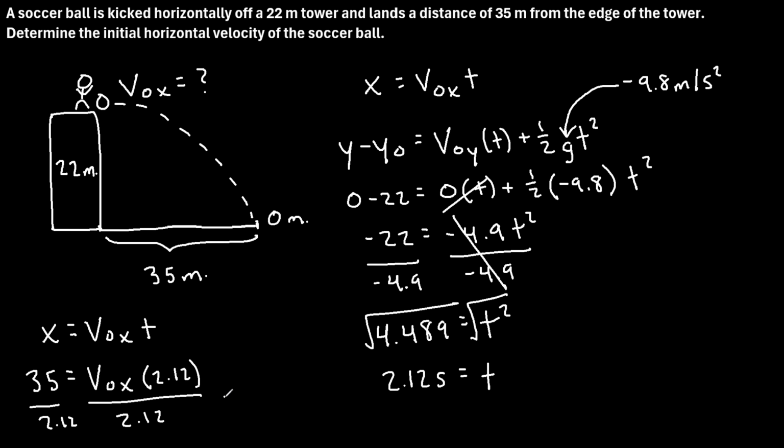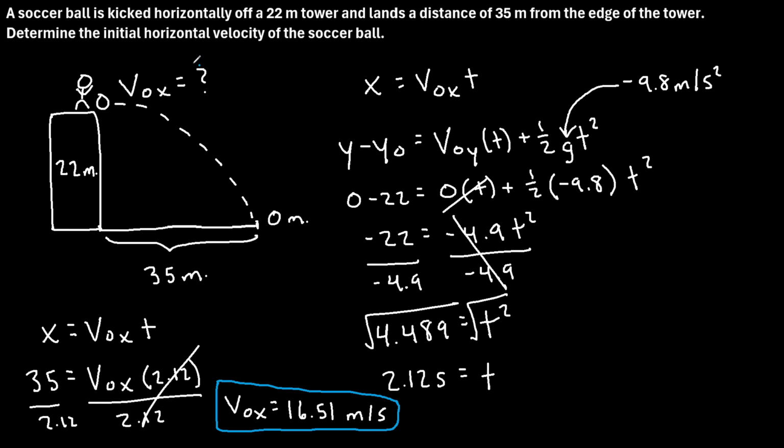And we find that this initial velocity in the x direction is equal to 35 divided by 2.12. That turns out to be 16.51. And we're talking about velocity, so that will be meters per second. So that is our final answer. That is what the initial horizontal velocity of the soccer ball must have been if it was kicked off a tower with this height and it landed 35 meters away.